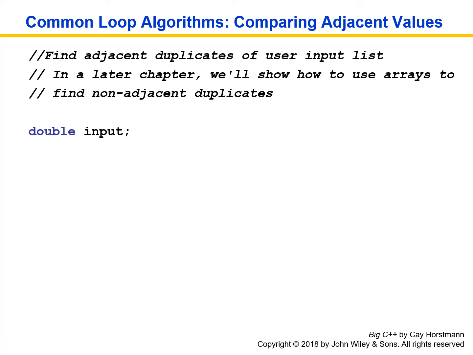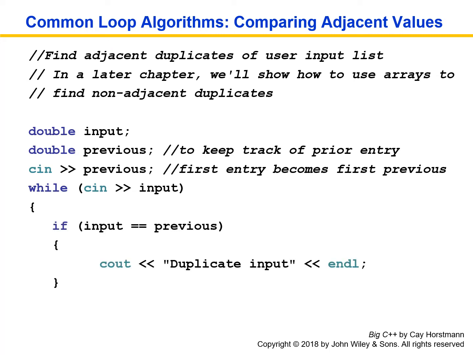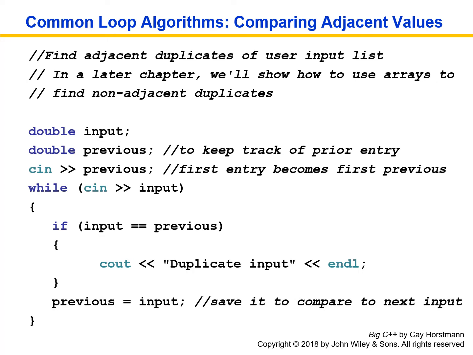Another possible use of loop algorithms is to compare adjacent values. We have to have an input, but in this case, we have to have a previous and a next. So we take the first entry outside the loop to become the first previous input, and then while cin gives us valid input, if input equals previous, we cout duplicate input, and then previous becomes the current input so that the next input can be compared to its previous.